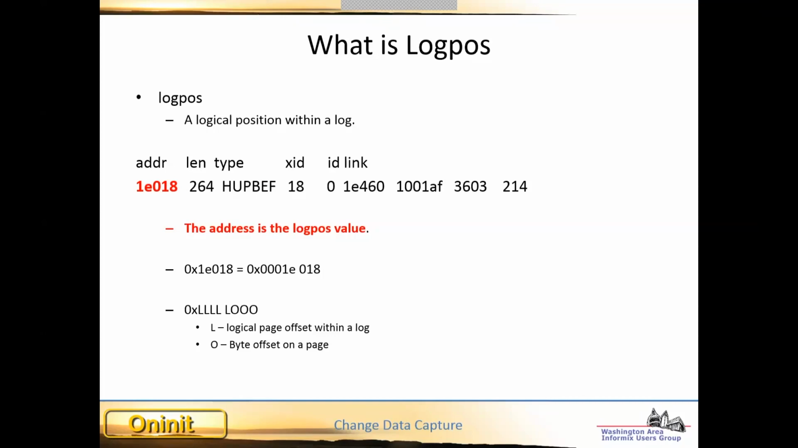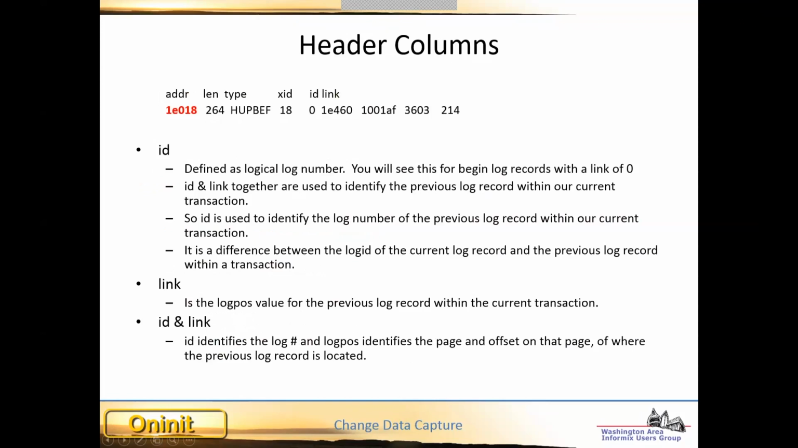So what we see here, we've got a link ID, an ID of 0. That tells us that we're in the current logical log. The link ID, the ID and the link together tells us where we need to go to find the previous record for this transaction. So we see here that we've got ID 0 and a link of 1E460. So we know we need to go back within this logical log to find that log record.